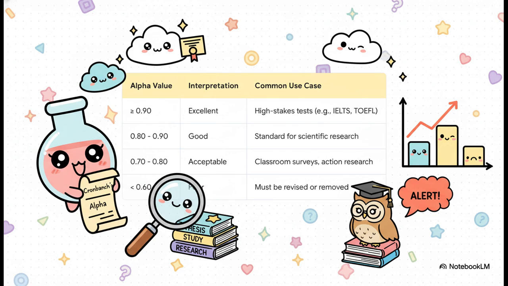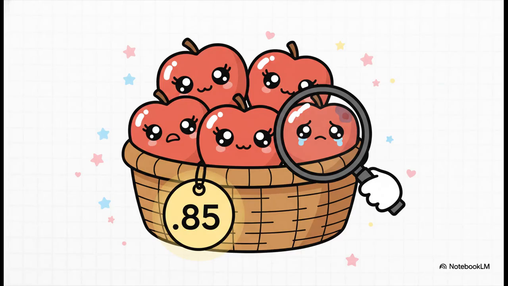For most scientific research, you're really aiming for that good zone, somewhere between 0.8 and 0.9. 0.7 is, well, it's acceptable for maybe a quick classroom poll. But anything below 0.6, that's a huge red flag. Your survey has serious problems. But here's something a lot of people miss. Just because you get a good overall score, say a 0.85, doesn't mean you can just pack up and go home. You could have a bad question hiding in there, quietly dragging your whole score down.